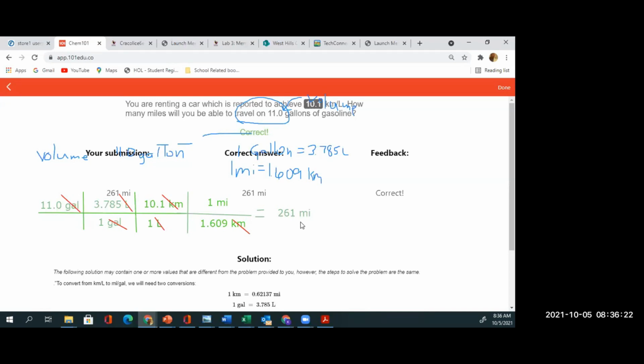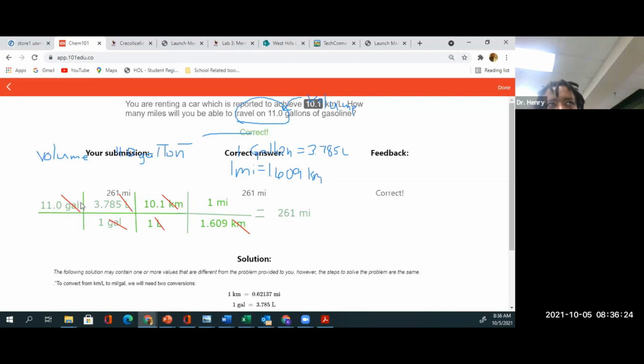Okay. So again, if it's on top, we multiply it across. If it's on the bottom, that's going to be division.